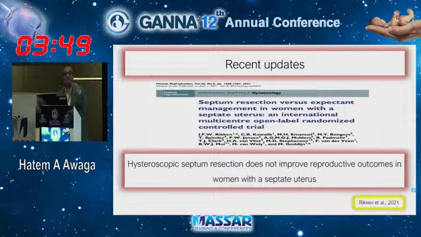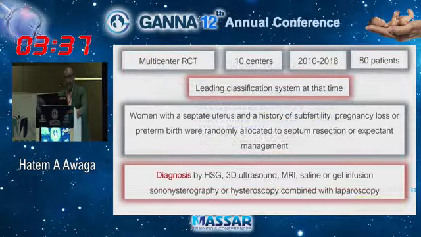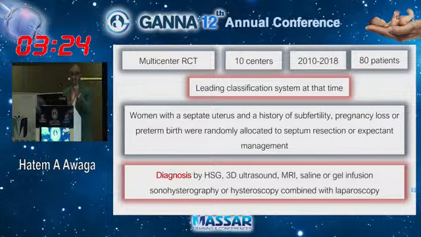And then the same group published a very big randomized trial in 2021, also in Human Reproduction. It's a randomized controlled trial, and they reached the same conclusion that septum excision does not improve the reproductive outcomes. However, it was a multicenter RCT done in 10 centers over 8 years, in 80 patients. So you can see that around 8 years were needed to recruit 80 patients, which refers to the difficulty in recruiting such patients. I mentioned before that to randomize a patient in this way is very difficult.